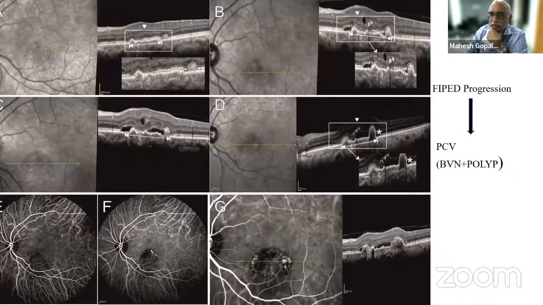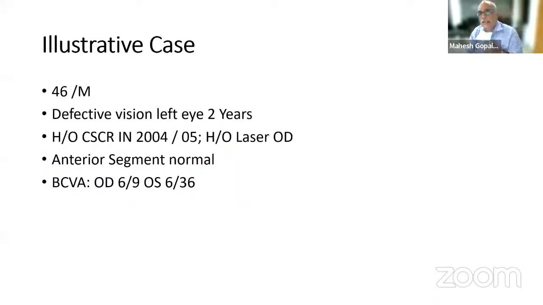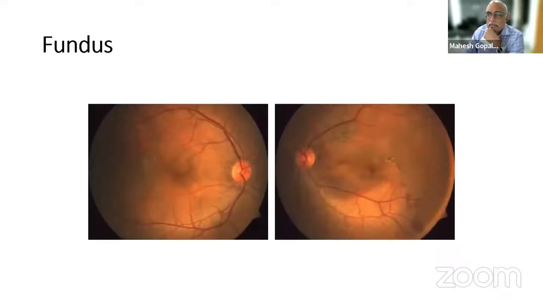So this is another case where there is a bunch of polyp with double layer sign and thumb-shaped PEDs. And later, new polyps can appear. Some of the examples I will show you.